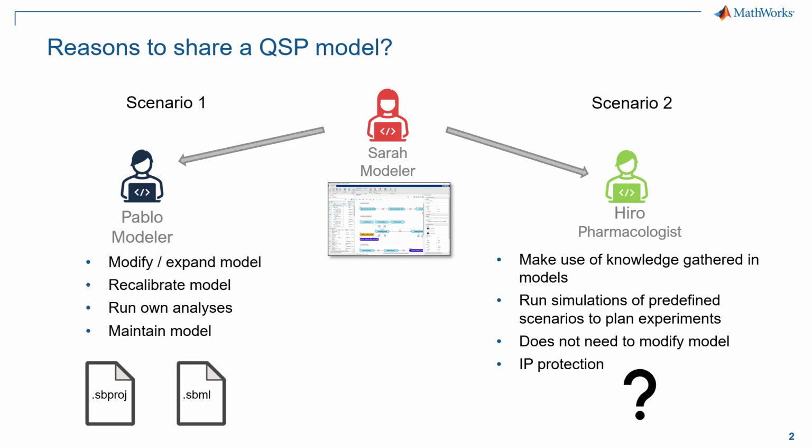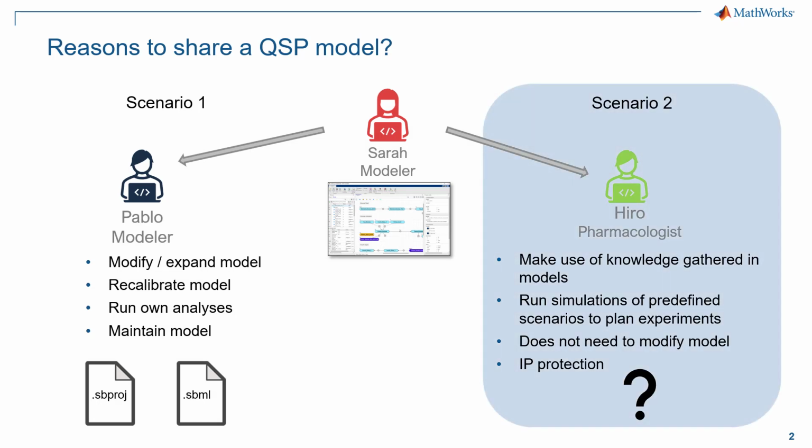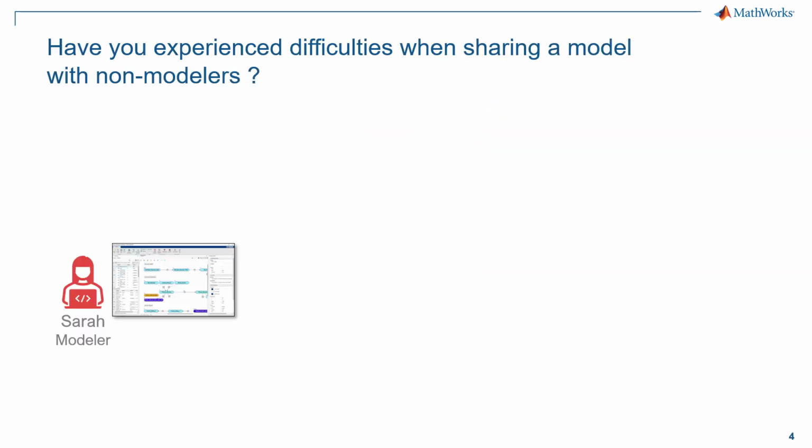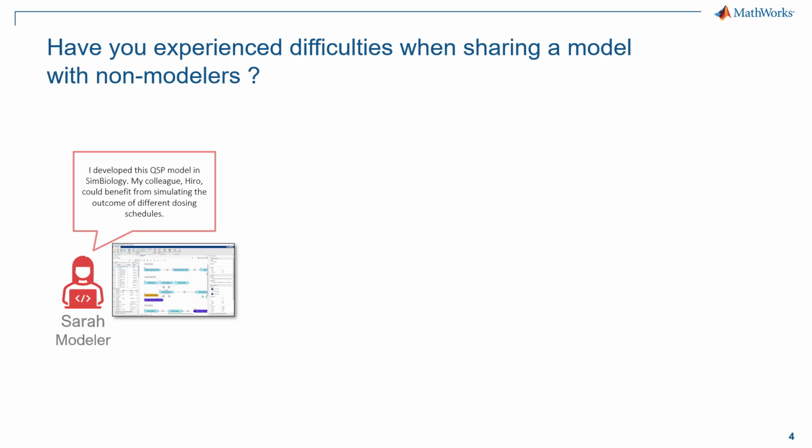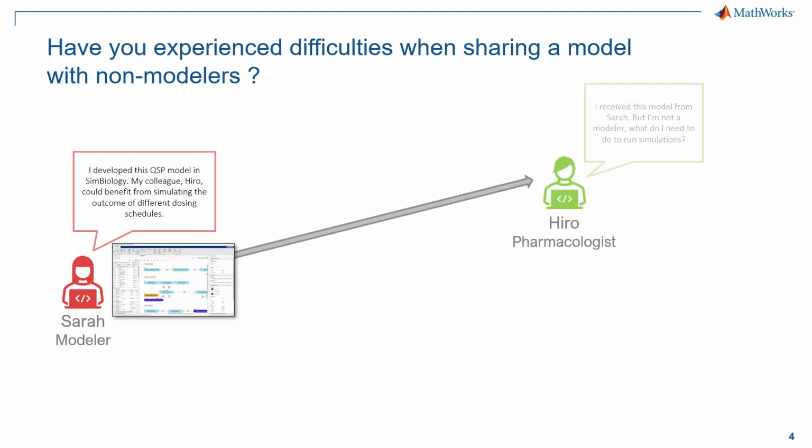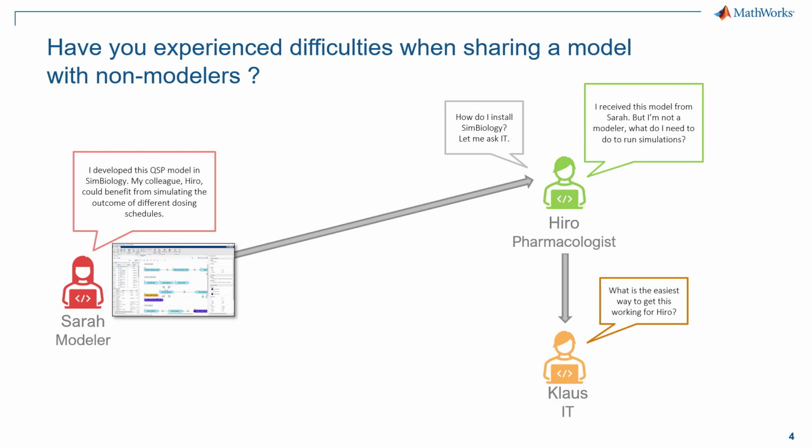And this is what I'd like to focus on today in scenario number two, to share a model with someone who's not a modeler. But let's first think about the scenario where Sarah would share the SBProj file with Hiro. So again, she sends this file to Hiro, who's not a modeler, so he doesn't know how to run simulations. But even before that, he doesn't have MATLAB or SimBiology installed. So he would probably need help from IT to get it on his computer. So he would submit a request.